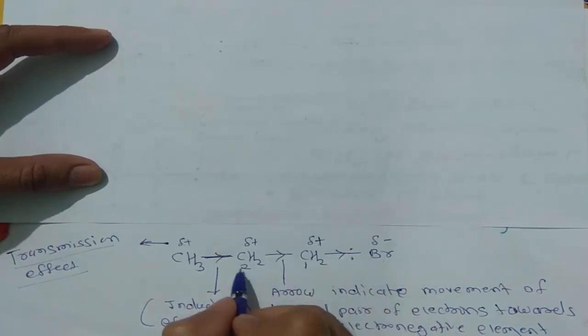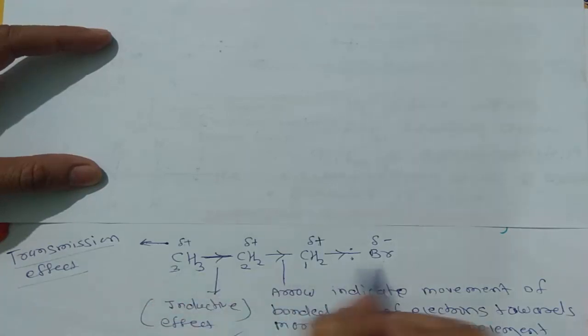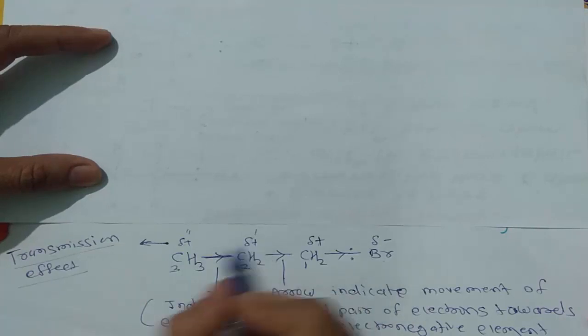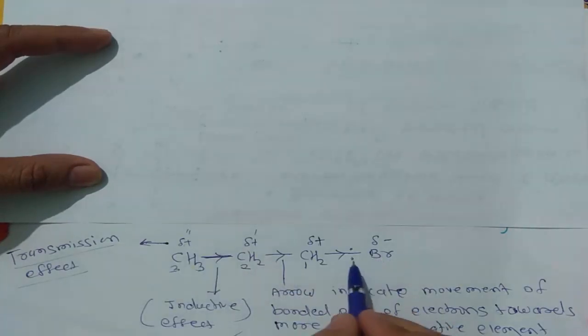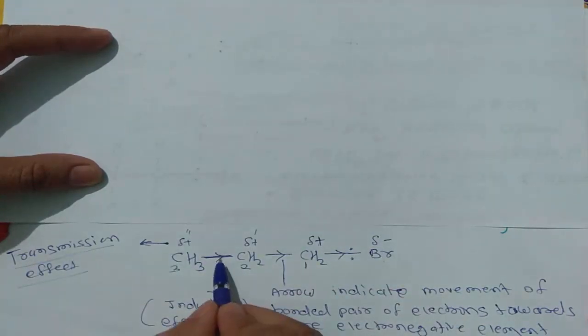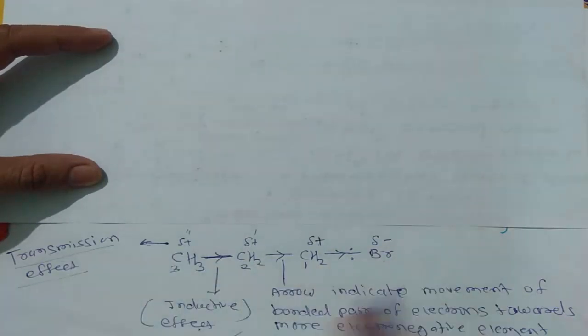It can attract the electrons from carbon atoms 2 and 3 also towards itself. That's why this carbon atom also acquires the delta positive charge. Therefore the positive charge is transmitted throughout the ring. That's why this effect is also known as transmission effect. And this arrow indicates the inductive effect present in these molecules. This arrow also indicates the movement of the bonded pair of electrons towards the more electronegative element.